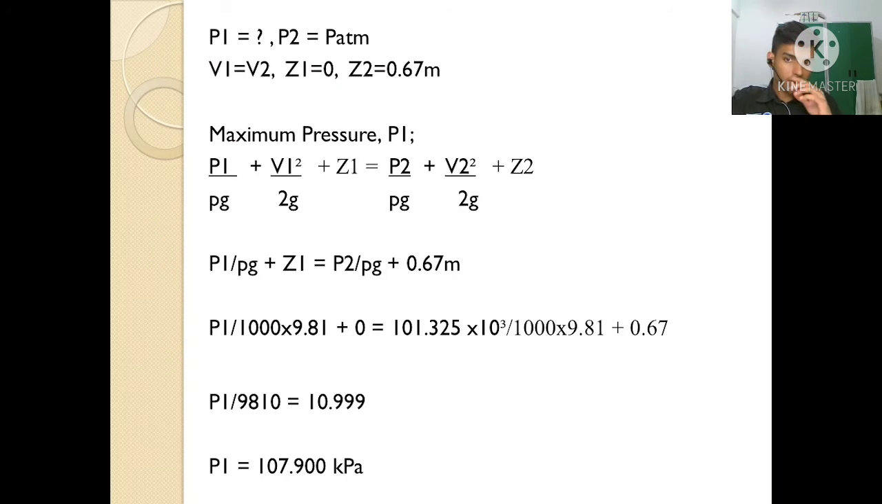So we have to find pressure 1, where pressure 2 is given and it also equals the atmospheric pressure, and velocity 1 equals velocity 2, and Z1 is 0, whereas Z2 is 0.67 meter. So after using the formula, lastly we get the value of P1, which is 107.900 kilopascal.